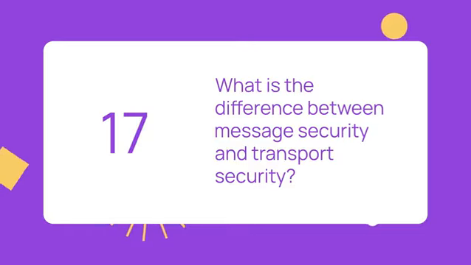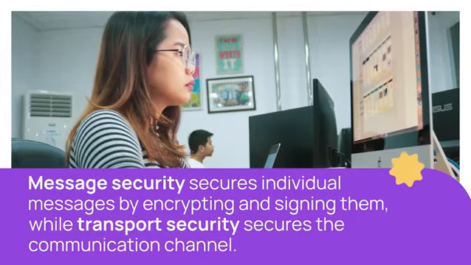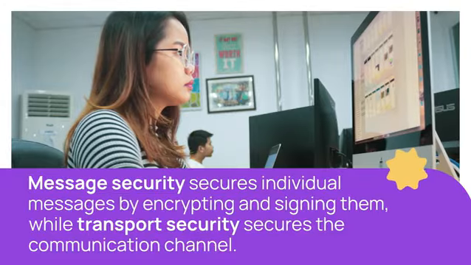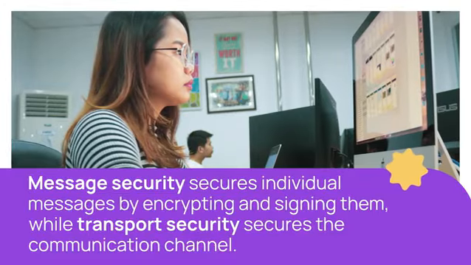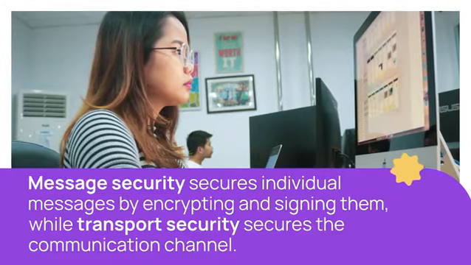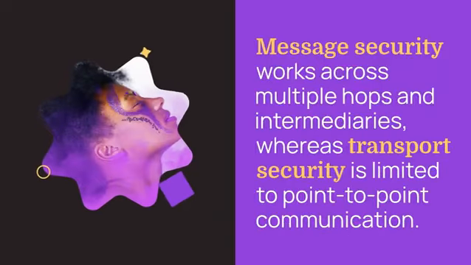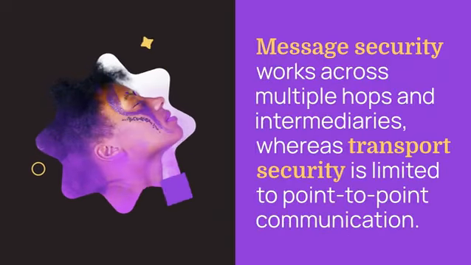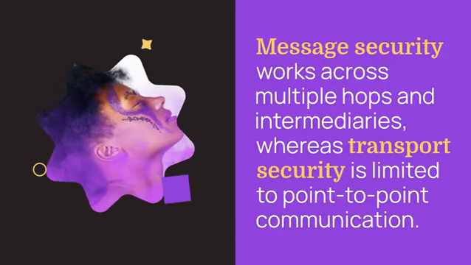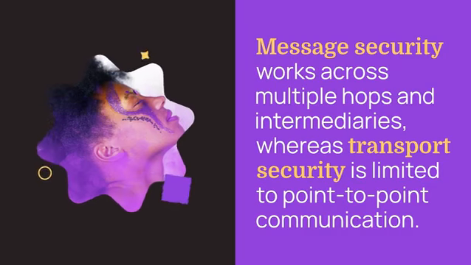17. What is the difference between message security and transport security? Message security secures individual messages by encrypting and signing them, while transport security secures a communication channel. Message security works across multiple hops and intermediaries, whereas transport security is limited to point-to-point communication.